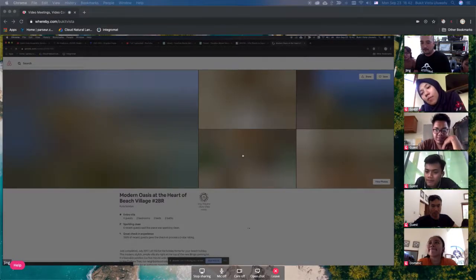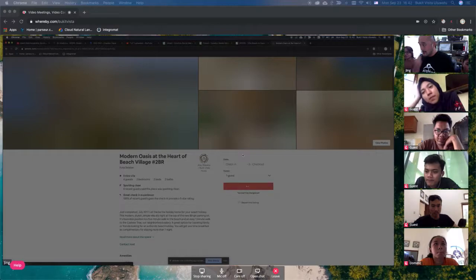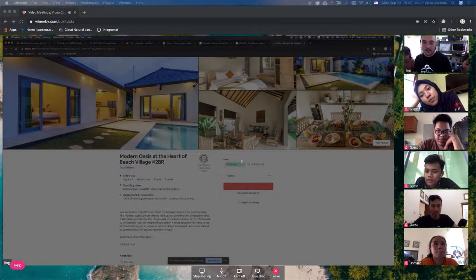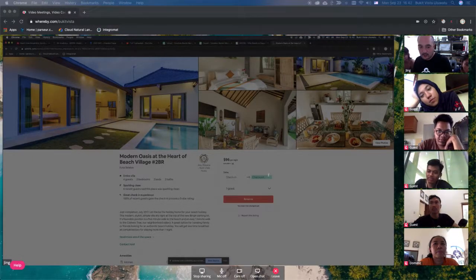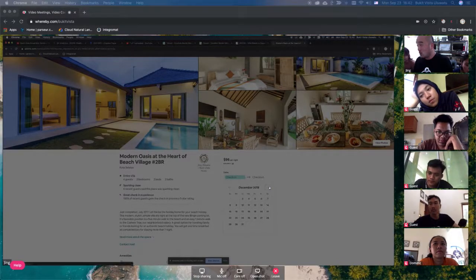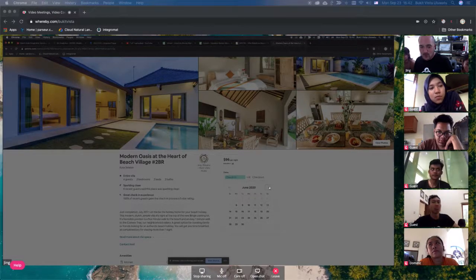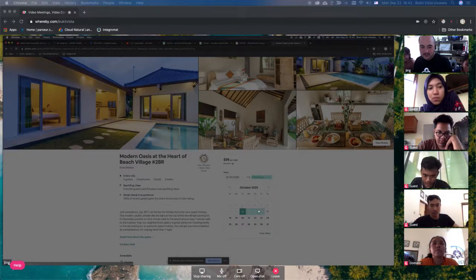Once I go to the link, what should I search? Search for the date for October 2020. So now I'm going to search for October 2020. What price do we expect to see? 1.2 million. What is 1.2 million in dollars? There should be around $90. If we see $90, then it probably means it works. If we don't see $90, then it probably means it hasn't worked.